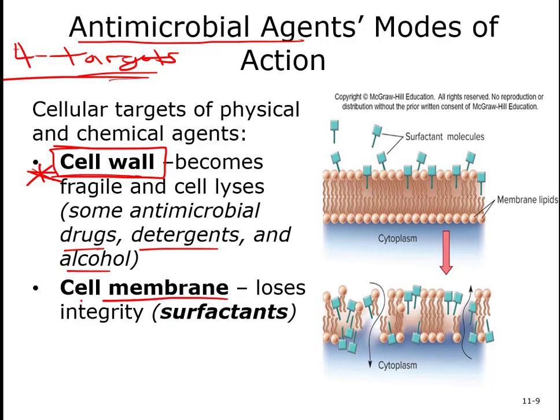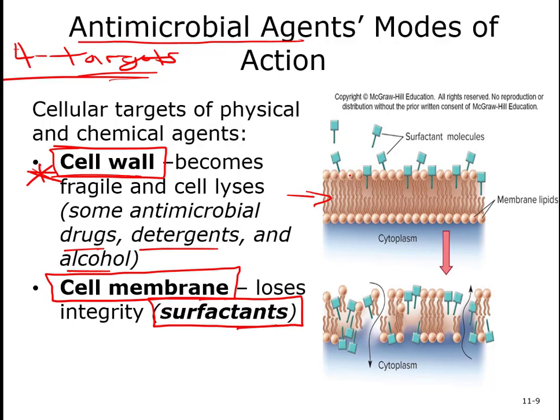Next, the cell membrane, because of course the cell membrane is also on the outside of the cell, so it's an easy target. And if we destroy the cell membrane, then again, the cell can't function. Now, any agent that destroys the integrity of the cell membrane typically fits in this category. We call it a surfactant. So if surfactants destroy the cell membrane, here's how it works.